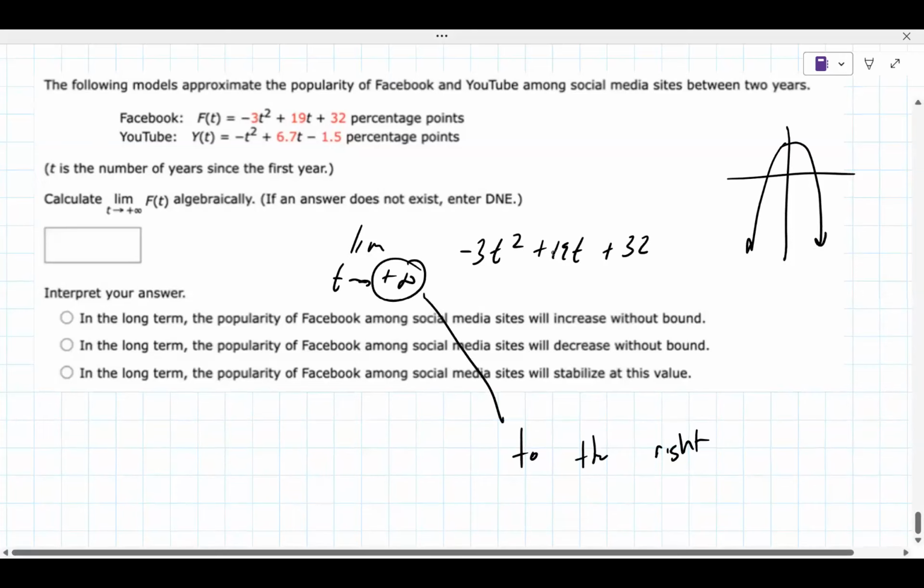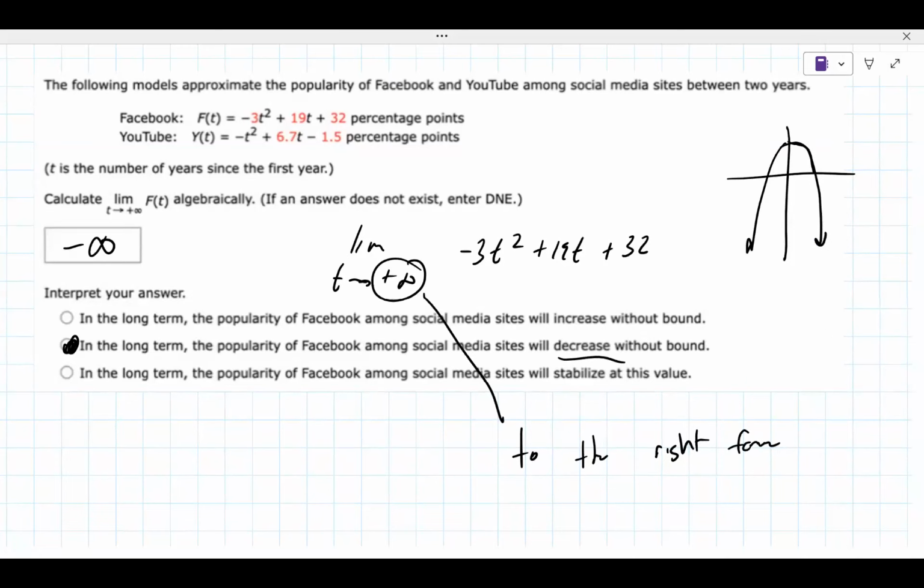Positive infinity means to the right forever. So if you were to traverse this curve, put your cursor on the curve and go to the right forever, what happens to the y value? It becomes negative forever. Negative infinity, yeah. Okay. Now to interpret your answer, in the long term, the popularity of Facebook among social media sites will decrease without bound. It just goes down forever. Got it.